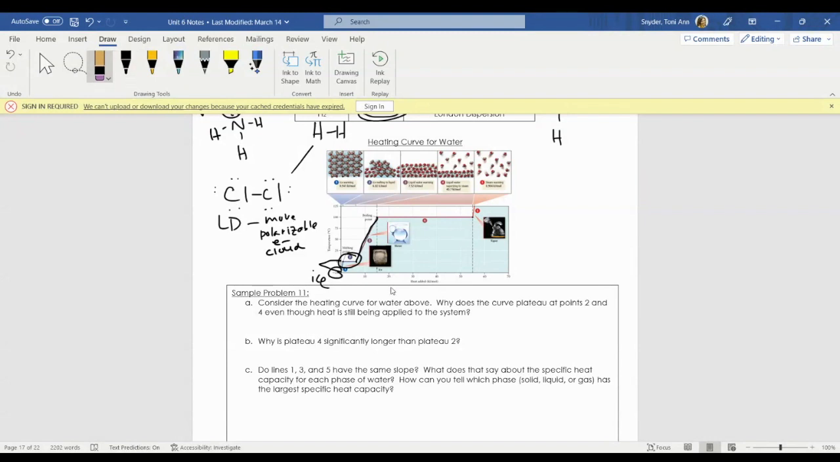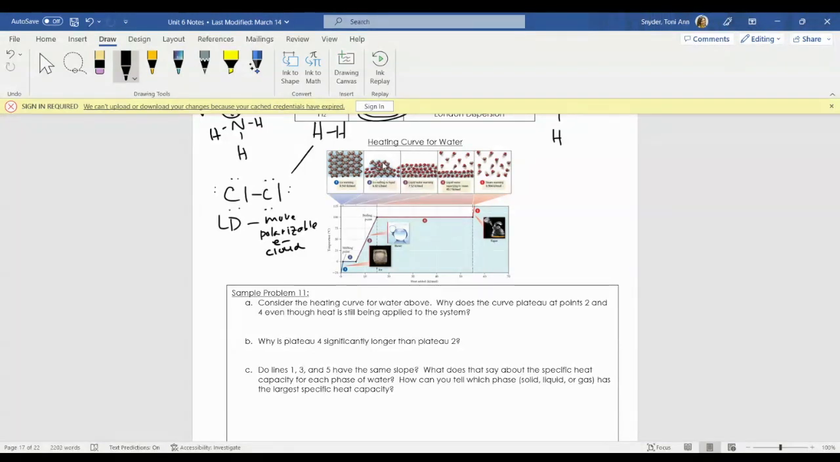I want us to take a look at this. And I believe I talked about this in Chem 2, not 100% sure. Again, it always depends on the semester. But let's analyze this heating curve for water. And here again, it shows us what's happening. So step 1, the ice is warming. All of those ice particles are gaining temperature.